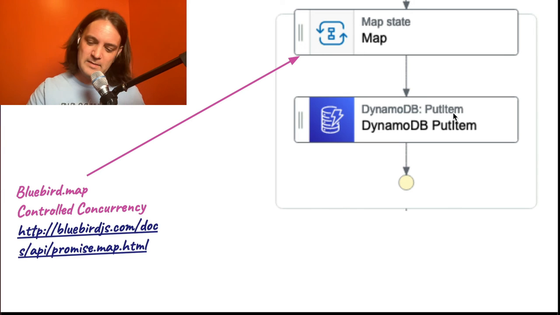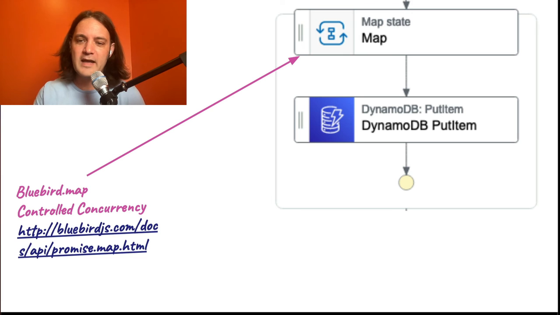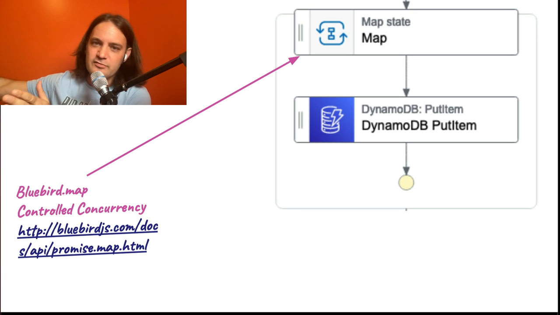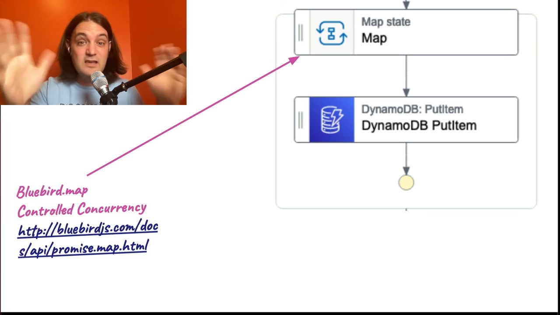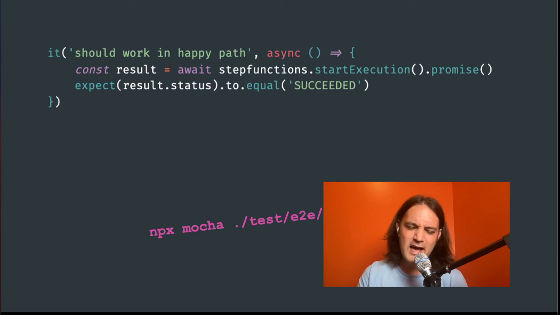Map in step functions does the same thing. You can set a max concurrency on that map, and it'll only run 300, whatever you wish. And so that way you cannot inundate your downstream services. And the step function deals with the back pressure. Think of it like a queue that handles that. It's fantastic. All right, so how do we test this stuff?